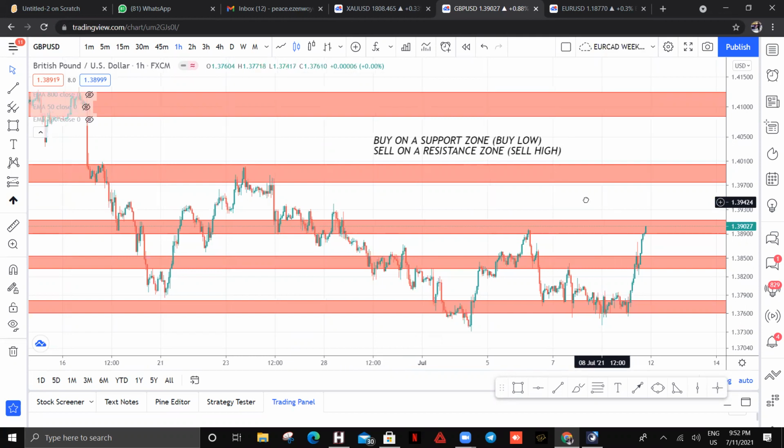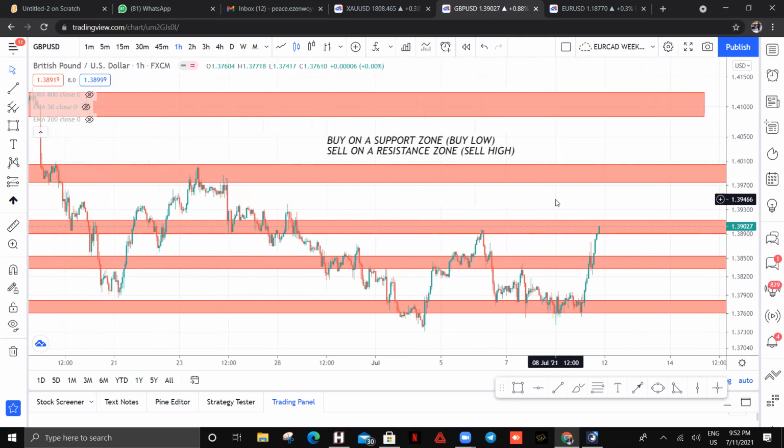GJ, pounds being the base currency and USD being the quote currency, is telling me that pounds is very strong and stronger than USD. So you've been buying it all the way from here. Now it is on a resistance zone. See what I've told you: buy on a support zone, sell on a resistance zone. Now this is on a support zone. What we're waiting for is either to buy or to sell.